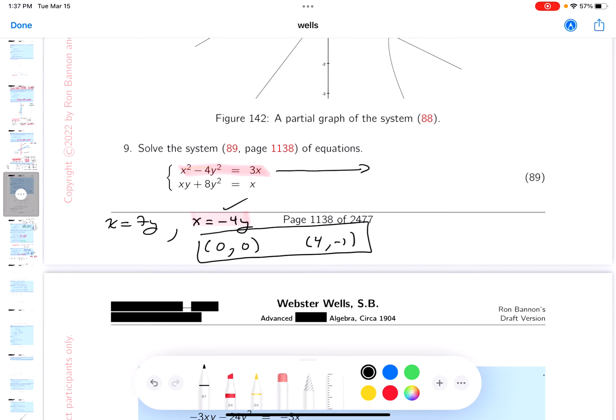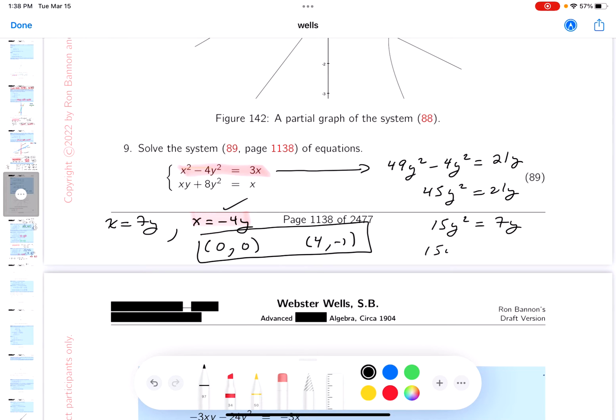What do you get? 49y squared minus 4y squared is equal to, well, let's see, that would be 21y, right? Well, what's 49 minus 4? 45. 45y squared equals 21y. I'm going to divide both sides by 3. 15y squared is equal to 7y. Do not divide by y. You could lose the solution by doing that.